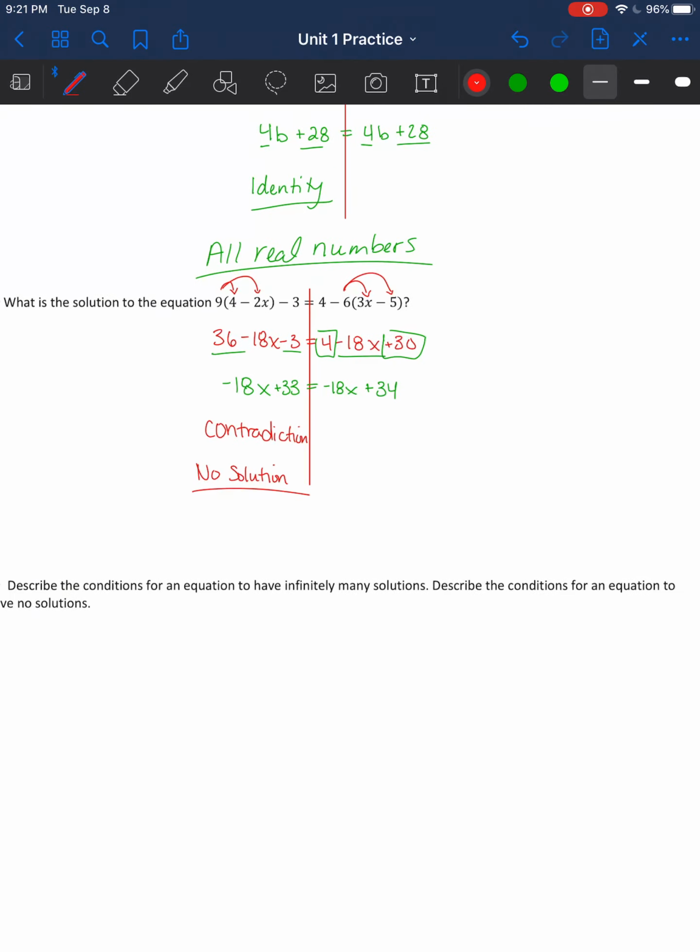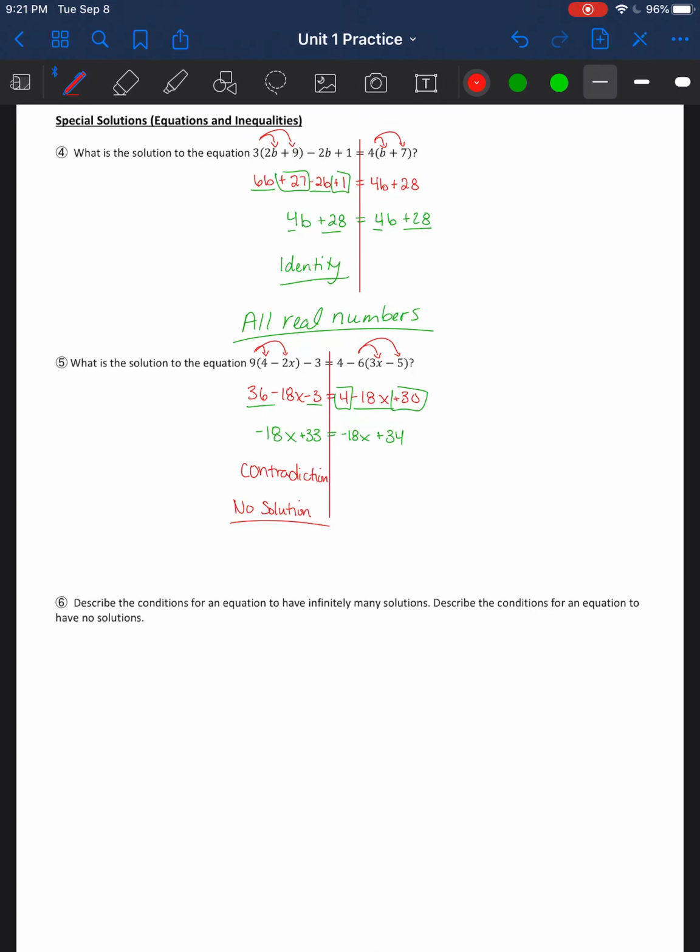So I just described everything for you for part 6. It says, describe the conditions for an equation to have infinitely many solutions. Describe the conditions for an equation to have no solutions. I'll briefly go over those one more time. I'm just going to talk about it rather than write it all out.